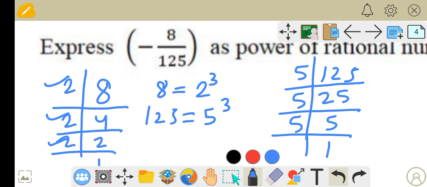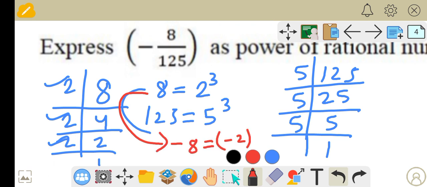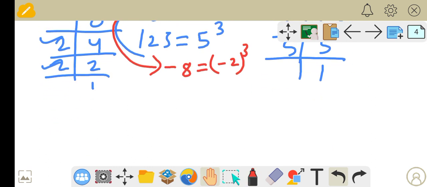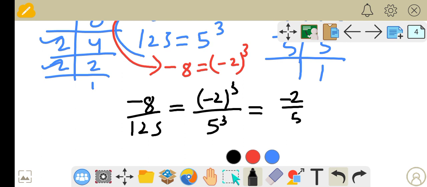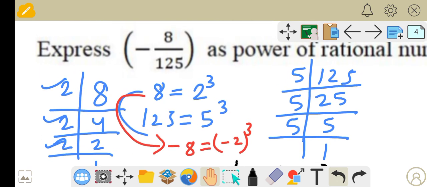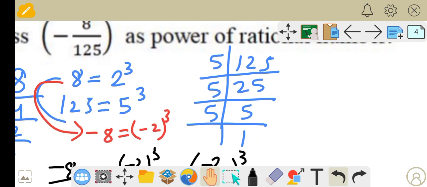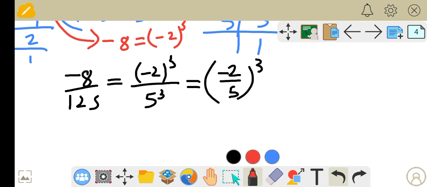There is minus 8, so minus 8 can be written as minus 2 to the power 3. So overall our given number is minus 8 upon 125, and minus 8 can be written as minus 2 to the power 3. 125 can be written as 5 cube. So overall we can write minus 2 by 5 to the power 3. This is your final answer, because you are required to express this number as the power of a rational number. So this is your final answer, minus 2 by 5 to the power 3.